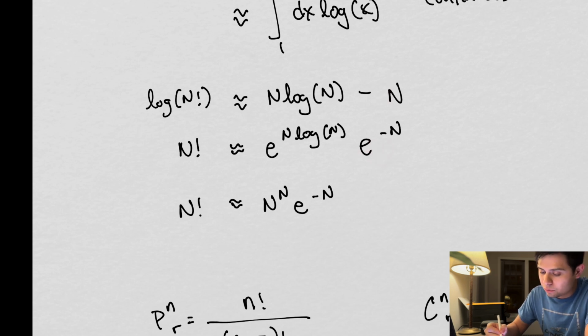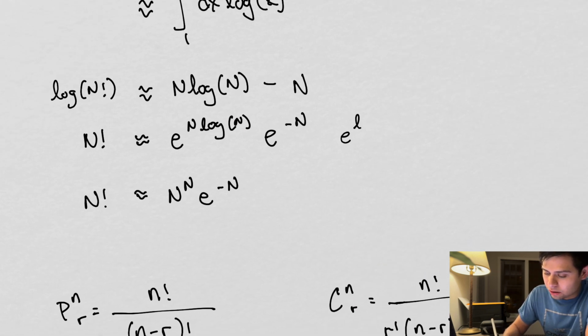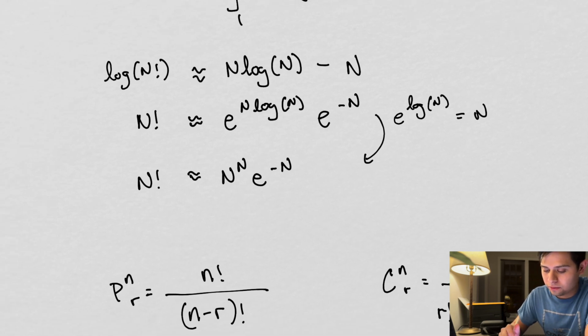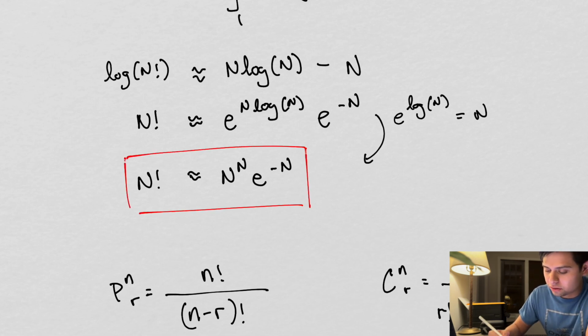Then we say that e to the log of n is equal to n, and that's how we get from there to there. So this is the approximation. Leonard Susskind says that this here is essentially the approximation. We can approximate a large n factorial by doing this calculation, right?